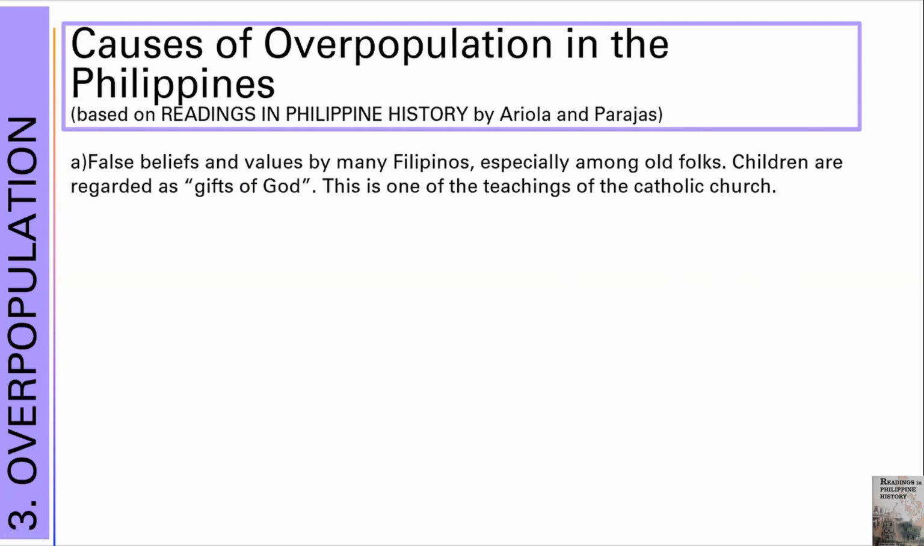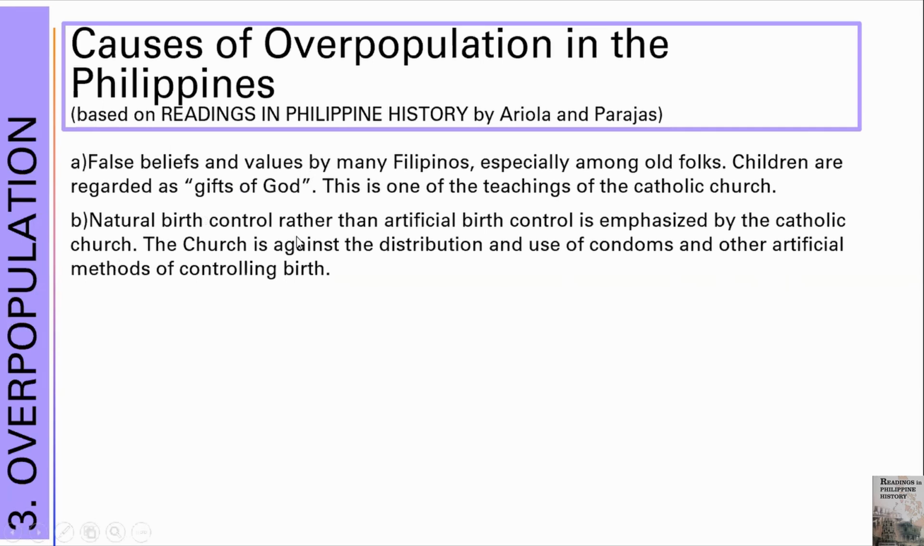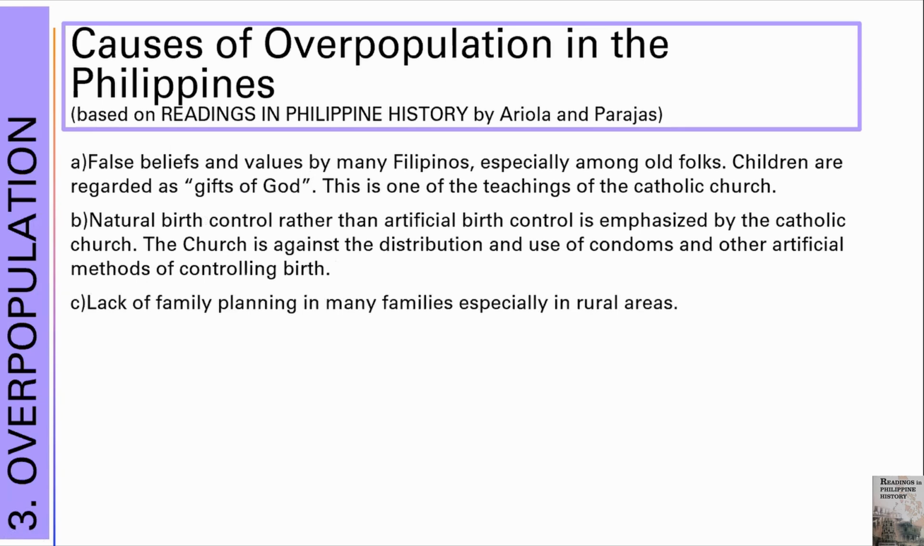Second problem is natural birth control rather than artificial birth control is emphasized by the Catholic Church. And the church is against the distribution and use of condoms and other artificial methods of controlling birth. The lack of family planning in the families, especially in rural areas. See, I think it's education, really education to every Filipino.